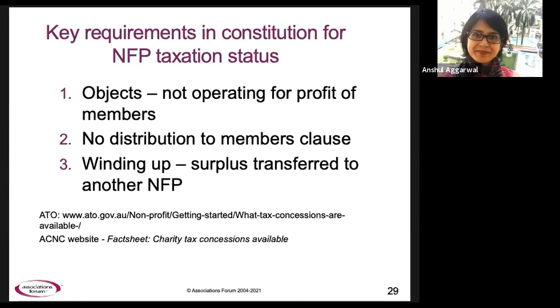But I found out that in Victoria, the law doesn't require a minimum number of committee members, while in ACT, an association must have a minimum number of 3 committee members. Okay. Yeah.